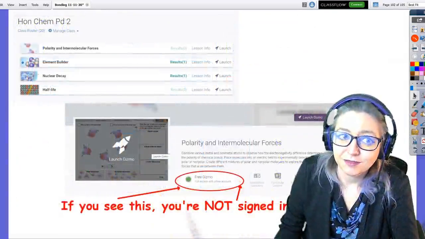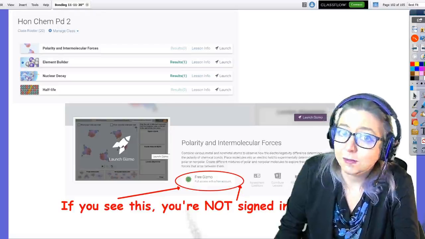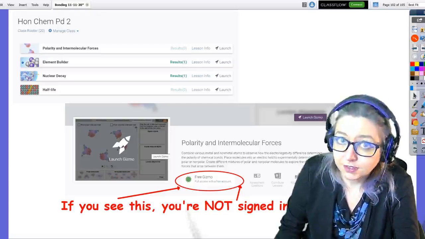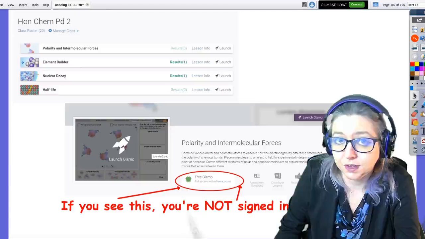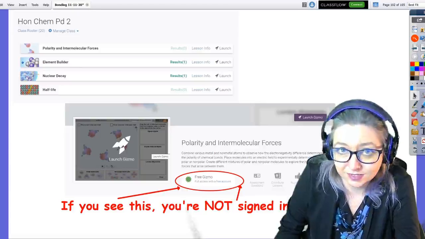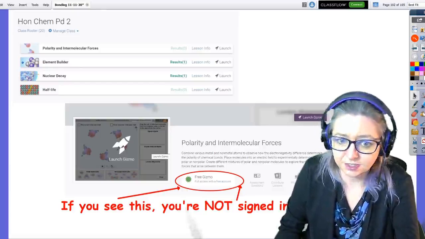After that review, we were ready to move on to the gizmo. Now, this gizmo is all about polarity of bonds, polarity of molecules, and then it goes into our next topic, which is intermolecular forces.